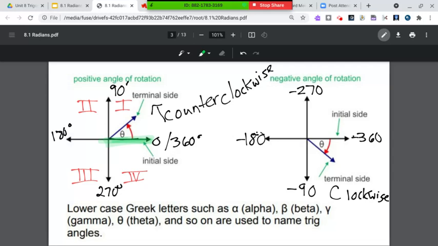So if I told you to draw a 130-degree angle, which quadrant would you end up in? 130 degrees. Where are you landing? Quadrant 2. 0, 90, 180. Look at your quadrantals, right? Your x and y axis. 0, 90, 180, 270, back to 360.